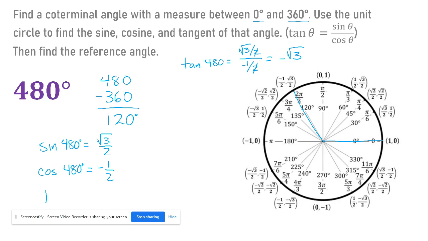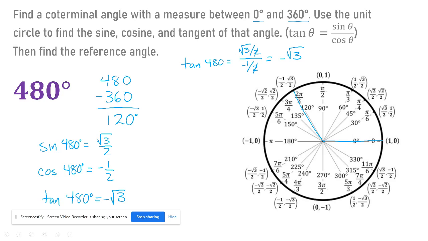It may be a little confusing what I'm doing here because I'm writing sine of 480, cosine of 480, tangent of 480. But on the unit circle, it's clearly at 120. And that goes back to what we talked about right before the break about coterminal angles. Coterminal angles put you in the exact same spot of the unit circle, and they have the exact same sine, cosine, and tangent. So if 480 and 120 are coterminal, if you find the sine, cosine, and tangent for one of them, you find the sine, cosine, and tangent for the other one.